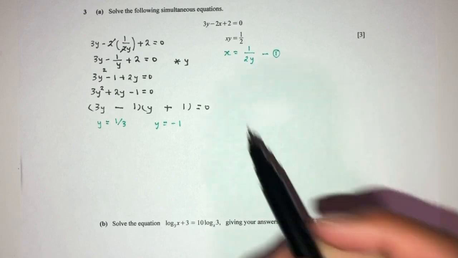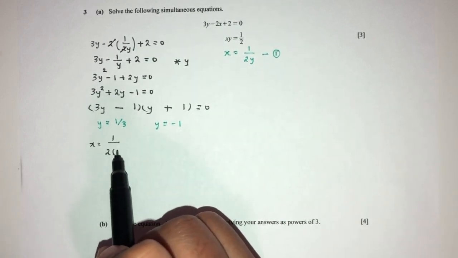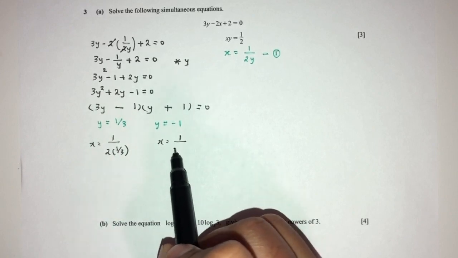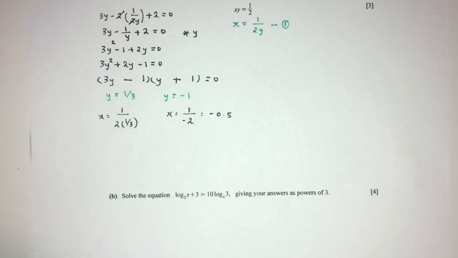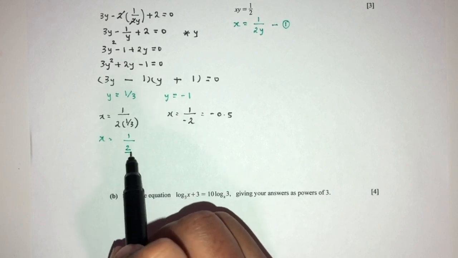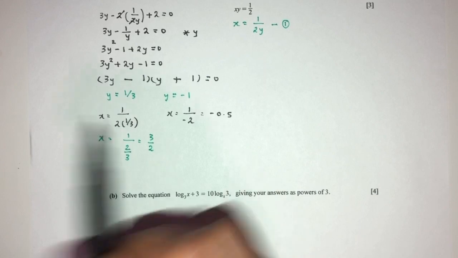So find the corresponding values. So x will be what? 1 over 2y. x will be 1 over minus 2, which is minus 0.5. Okay. Now for this one, it will be what? x will be 1 over 2 over 3, which is simply 3 over 2, which is 1.5.